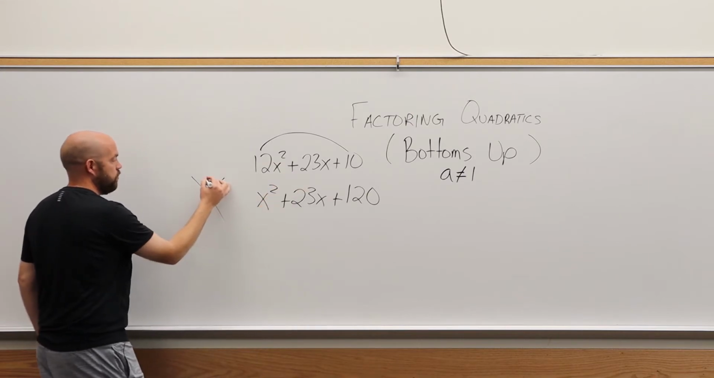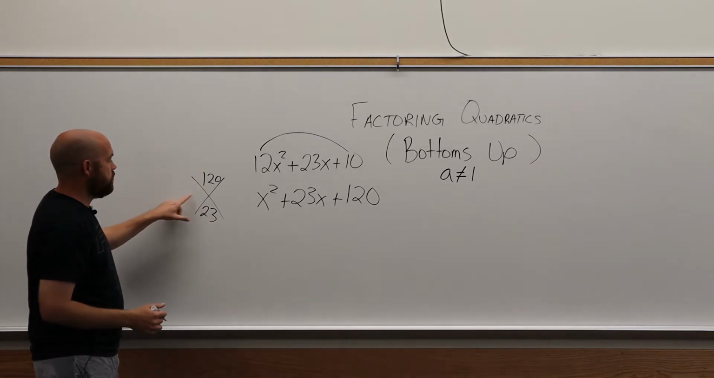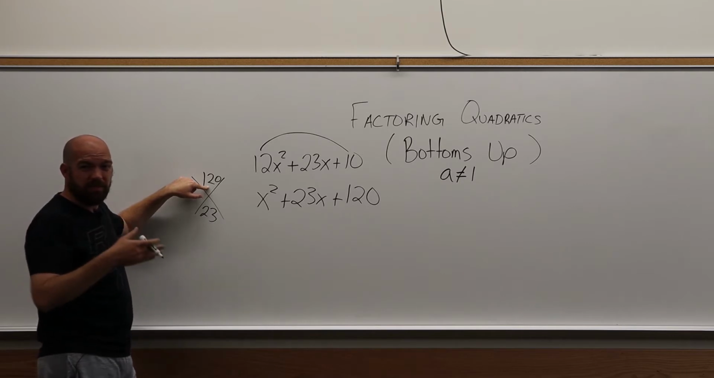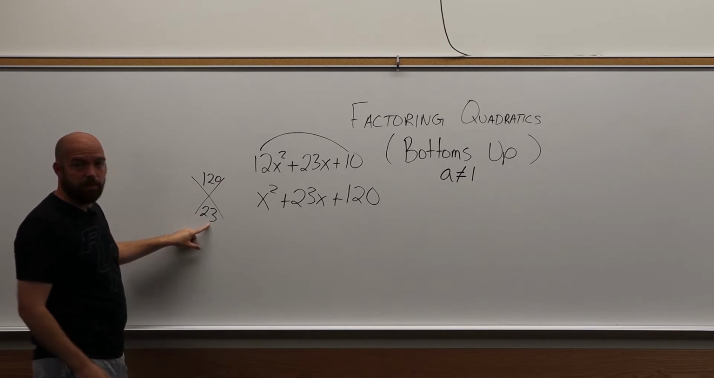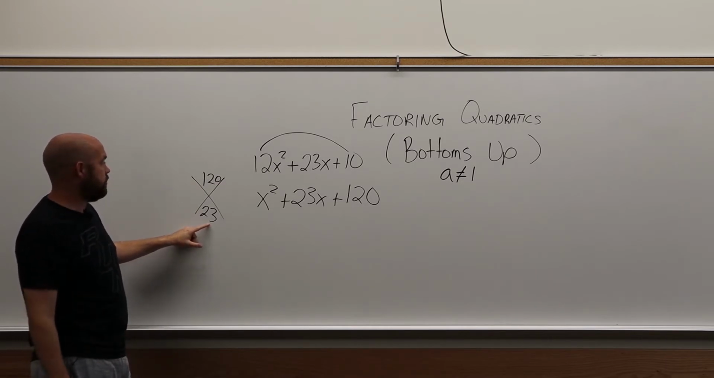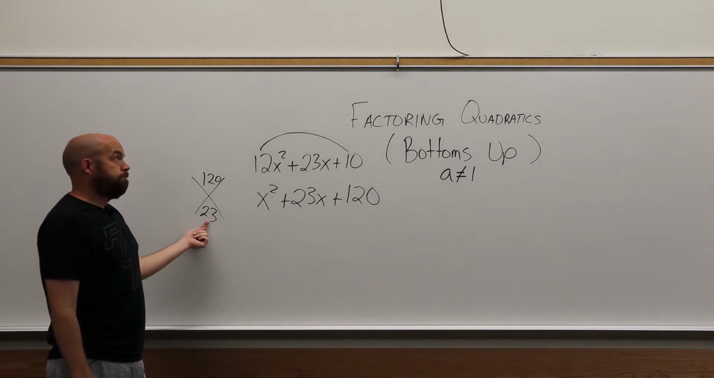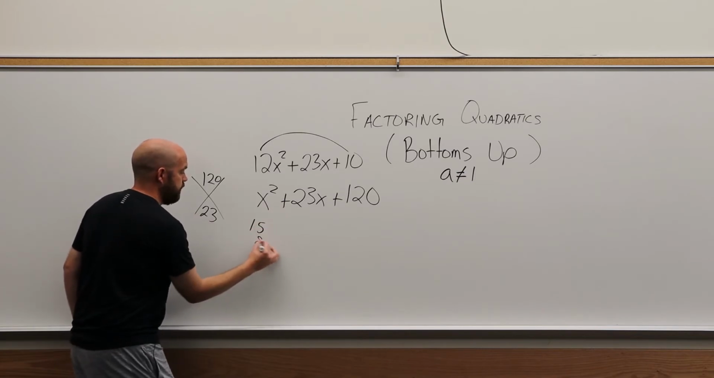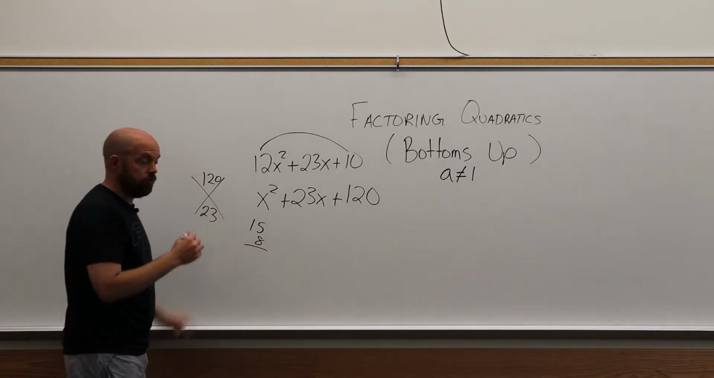So 1 times 120 is 120. I put the middle number here, and I have to think of two numbers that multiply to get 120. So right off the top of it, I'm thinking 10 times 12. But it has to add to this bottom number, so 10 and 12 don't work. What else? I'm trying to think of what even adds to 23. 15 times 8, maybe? I think that's right. Let's check that out. 15 times 8 is 40, 80, 120. There we go. So it's 15 times 8.